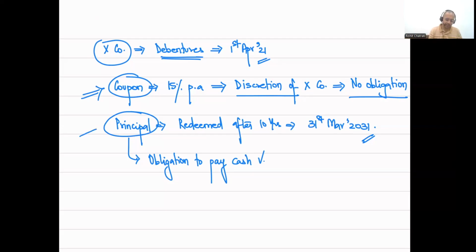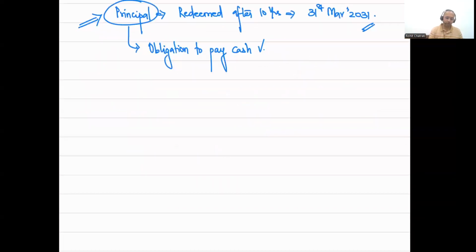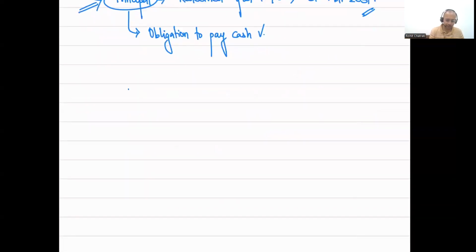Whereas with respect to principal, X Company Limited has an obligation to pay cash, which is a characteristic of financial liability. So this debenture instrument has a combination of both equity and financial liability, and therefore we are going to classify this instrument as a compound financial instrument.